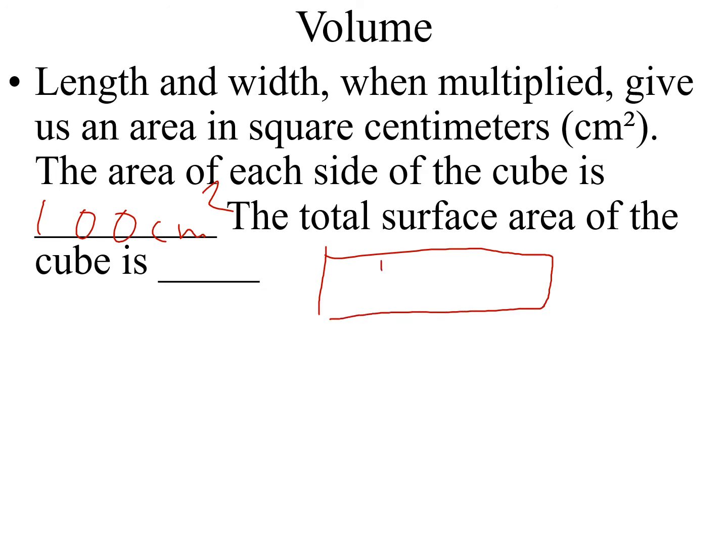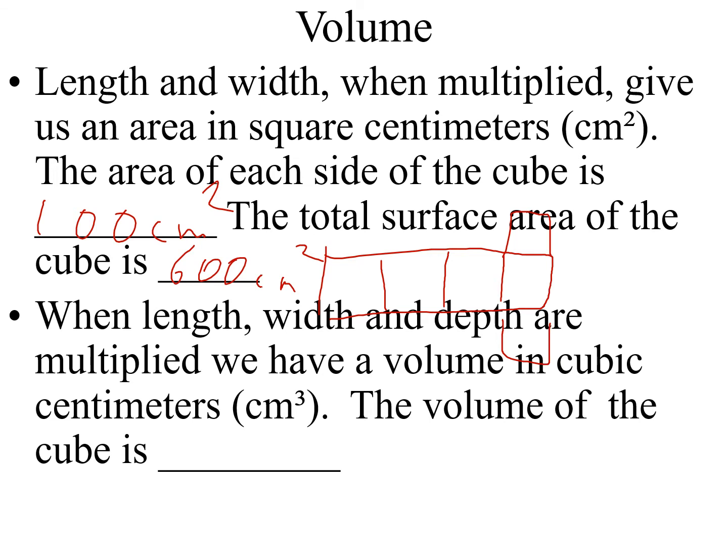The total surface area of the cube, well, let's consider it. If we laid it out, we'd have the 4 blocks of the sides, but we'd also have the top and the bottom of the cube. So that would be 6 areas. So 6 times 100 centimeters squared would be 600 centimeters squared.